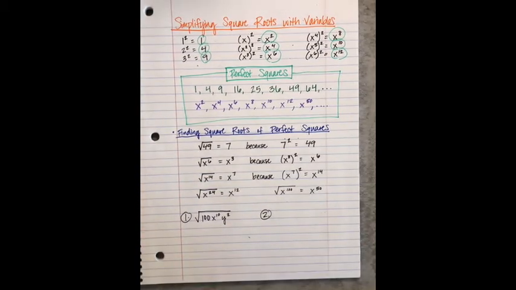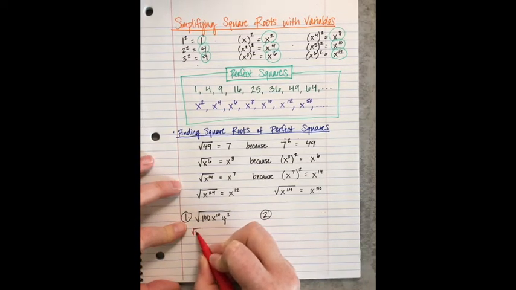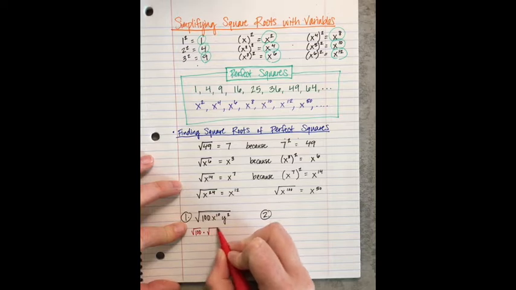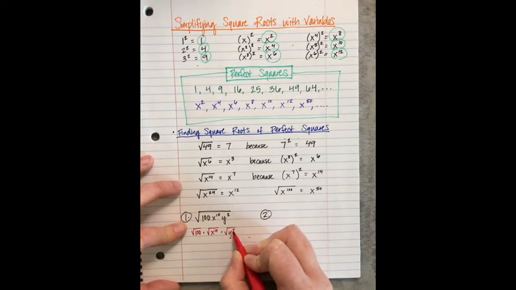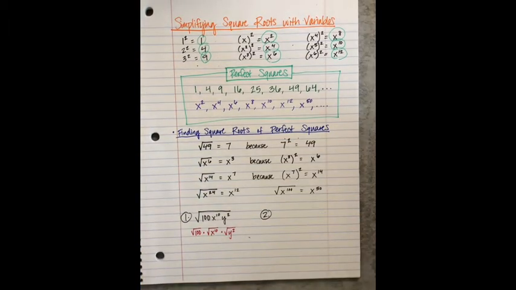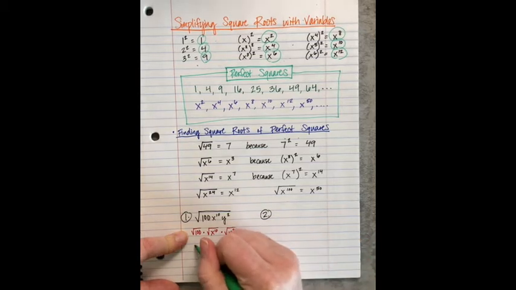Now, I can break this apart into several radicals. We learned that last week. So I can break this apart into the square root of 100 times the square root of x to the 10th times the square root of y squared. And then I'm going to simplify anything that's a root of a perfect square. So what is the square root of 100? It's 10.